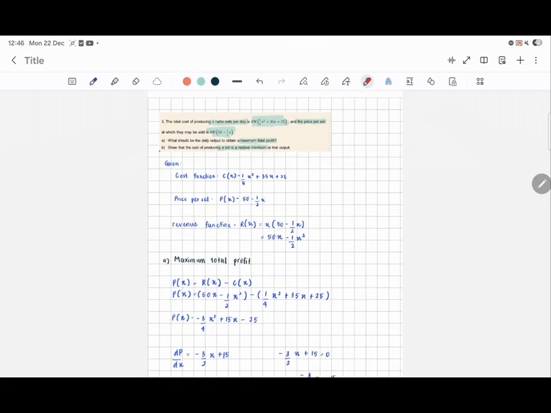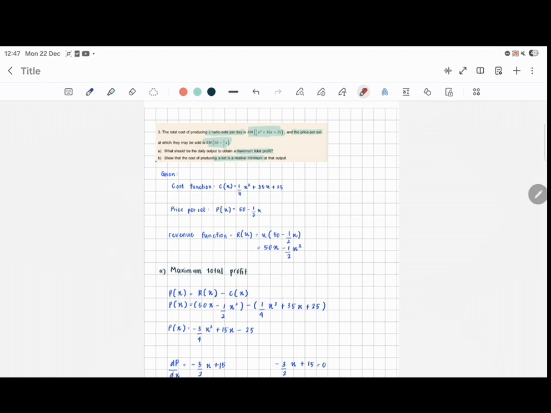After that, we have to calculate the revenue function. Revenue is equal to number of units multiplied by price per unit. So the revenue function is x multiplied by 50 minus 1 over 2 x. When expanding, we get 50x minus 1 over 2 x squared.